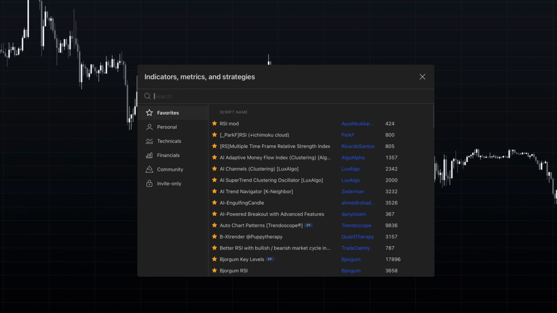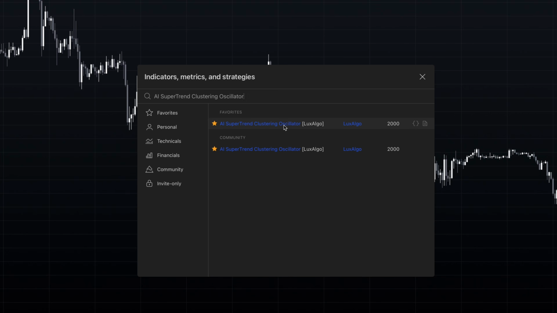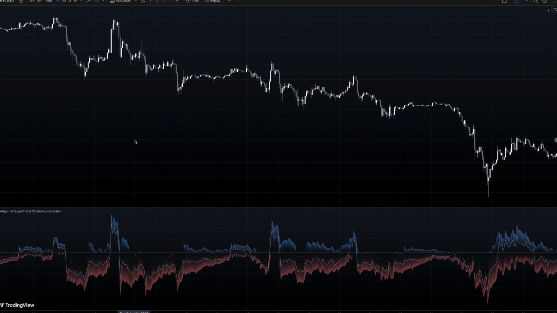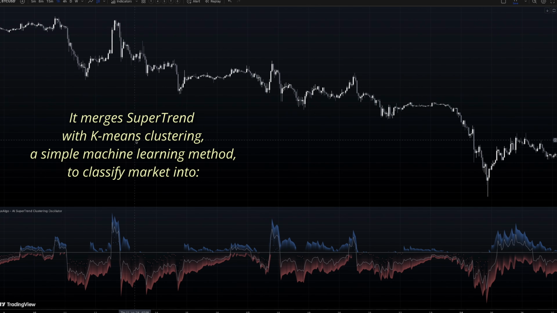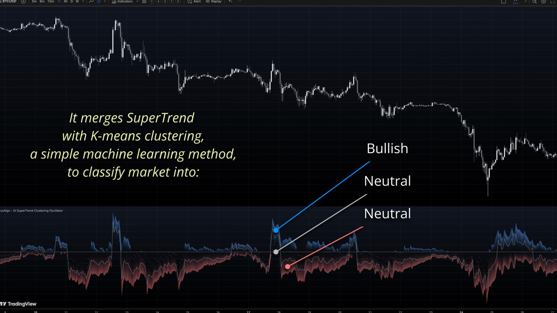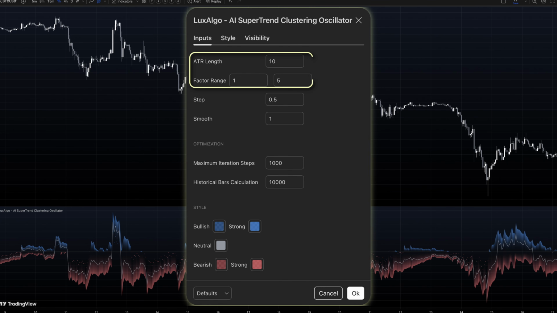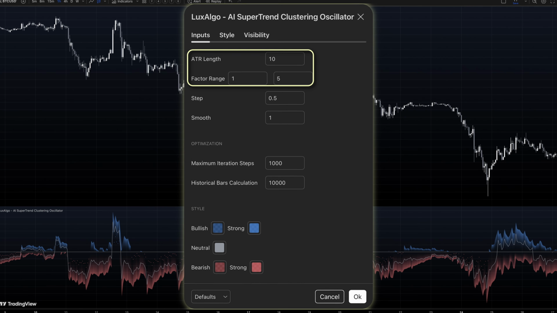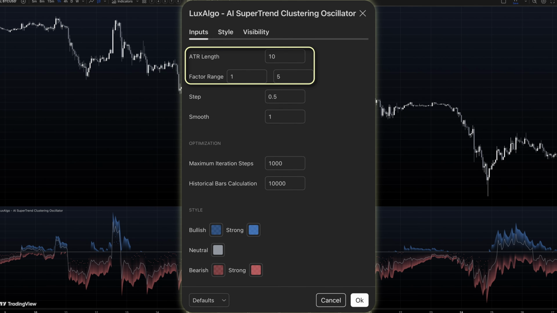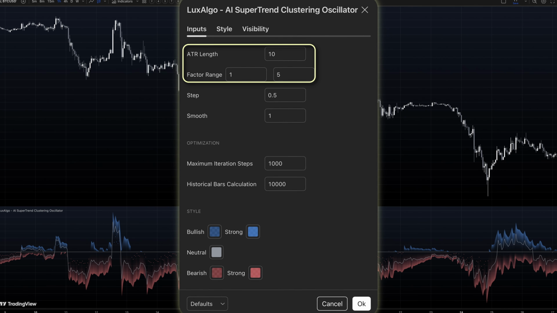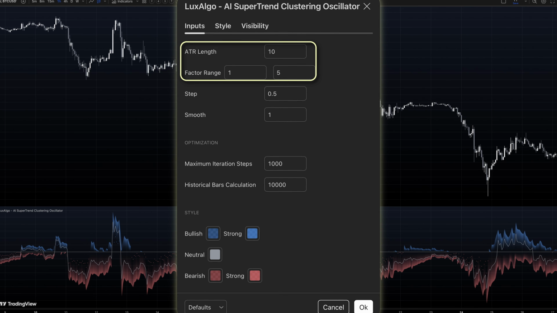Next up is AI Super Trend Clustering Oscillator. It combines the well-known Super Trend indicator with K-means clustering, a basic machine learning algorithm, to classify market conditions into bullish, neutral, and bearish categories. It calculates multiple super trend lines using different ATR multipliers, defaulting from 1 to 5, and then applies K-means clustering to group these signals based on their relationship to price.